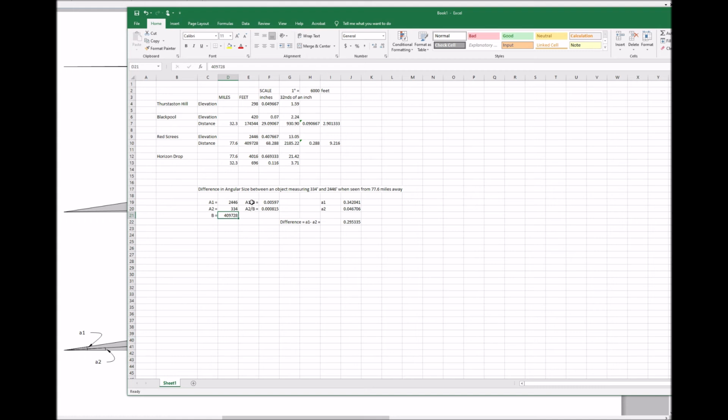409,728 feet. I take the height A divided by the base, and I get a fraction. I take the second height divided by the base, and I get a fraction. I use the arctangent formula and convert it to degrees to get an answer in degrees for A1. A1 is 0.342 degrees. A2 is 0.0467 degrees.